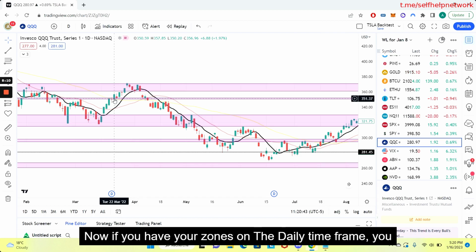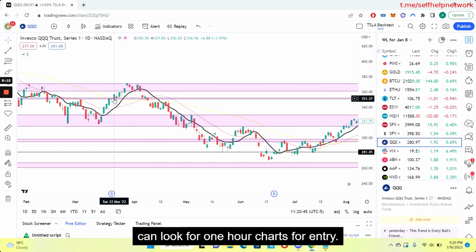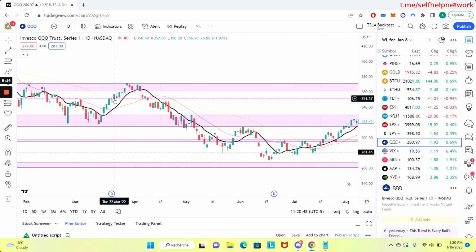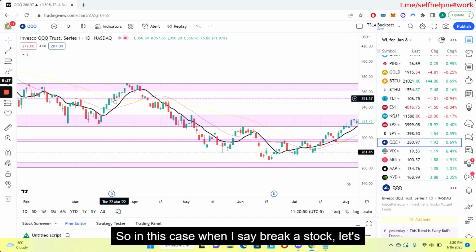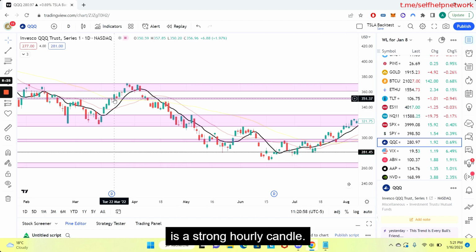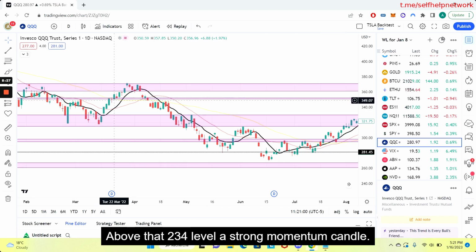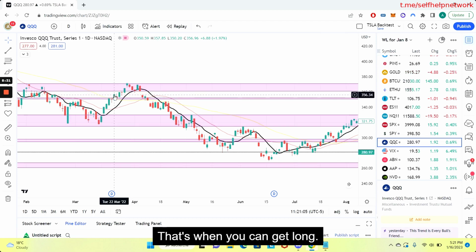Now, if you have your zones on the daily time frame, you can look for 1 hour charts for entry. So in this case, when I say break, a stock, let's say Microsoft, if it breaks and holds above 234, it can go to 240. What I mean is a strong hourly candle above that 234 level, a strong momentum candle. That's when you can get long.